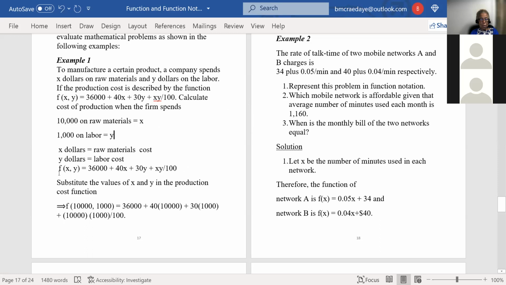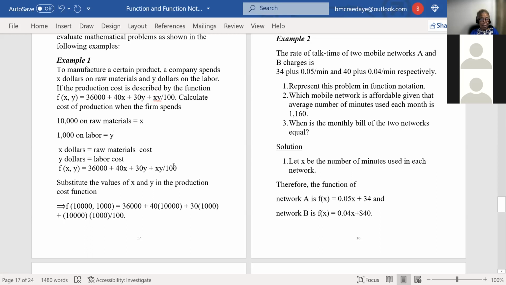So the function includes both raw material cost X and labor cost Y. And the formula was given as 36,000 plus 40 times X, where X is the raw materials cost, plus 30 times Y, where Y is the labor cost, plus XY, which would be raw materials cost times labor cost. That's 10,000 times 1,000. And then of course, all that product divided by 100.